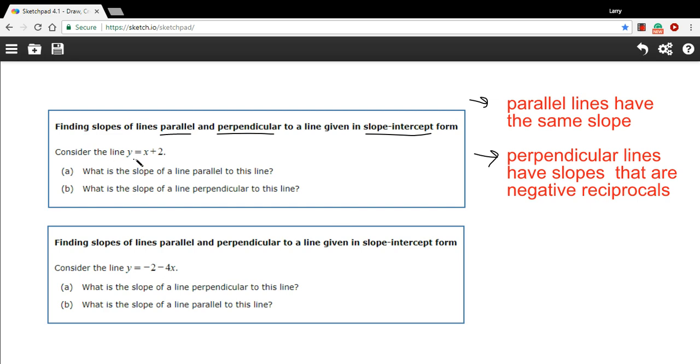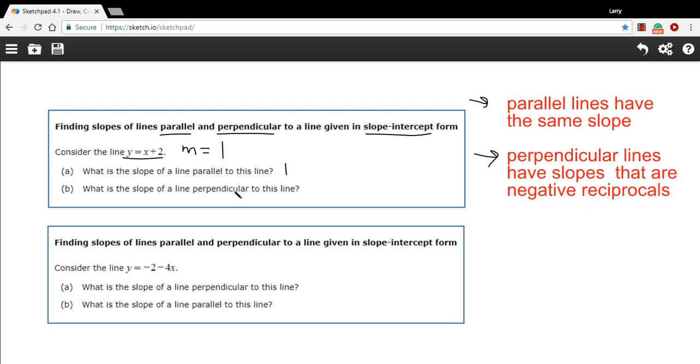Let's see how this works. In this first one, we have the line y equals x plus 2. And the first question is, what is your slope? Usually we use the variable m to denote slope. So I'm going to say m equals to indicate my slope here. We just have x. There doesn't seem to be a number multiplied by x. In that case, your slope is 1. So a slope of a line parallel to this line is going to have a slope of 1.